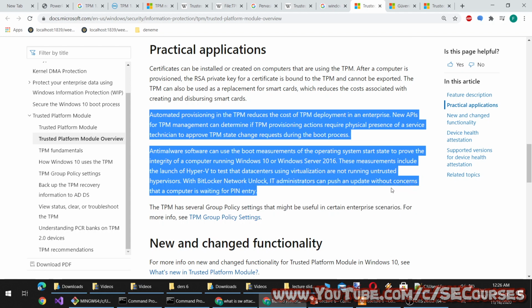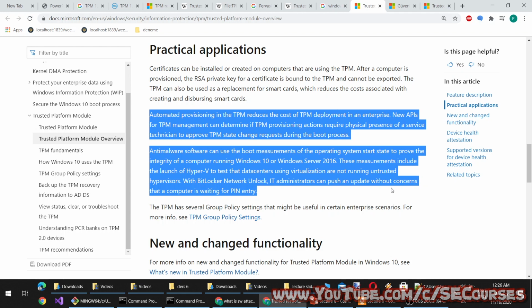Automated provisioning in the TPM reduces the cost of TPM deployment in an enterprise. New APIs for TPM management can determine if TPM provisioning actions require physical presence of a service technician to approve TPM state change requests during the boot process.